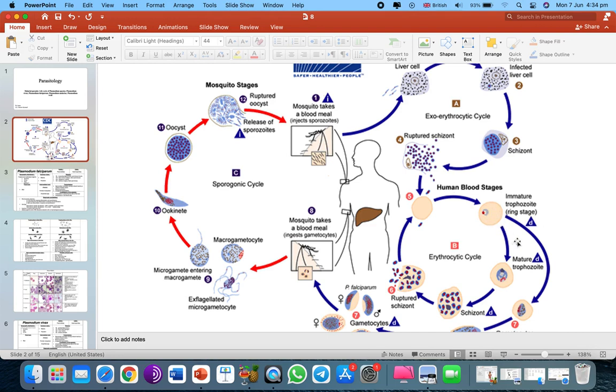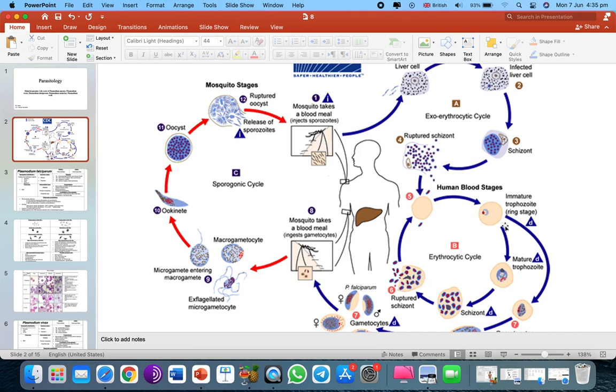This trophozoite may or may not go to two stages. The first one is called the erythrocyte cycle. What do I mean by erythrocyte cycle? It is the cycle inside the RBCs: this ring stage trophozoite will form another schizont, and this schizont will rupture. Because of this, the infected person will have some seizures, and it will infect another RBC.